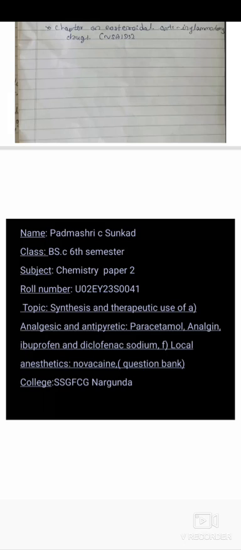Topic is synthesis and therapeutic uses of analgesic and antipyretic drugs: paracetamol, analgin, ibuprofen and diclofenac sodium. Also local anesthetics, such as novocaine.